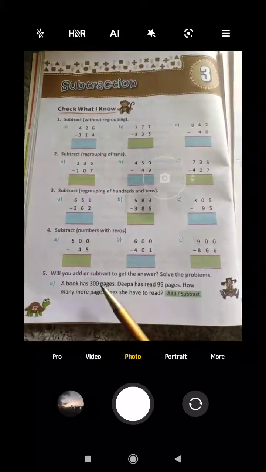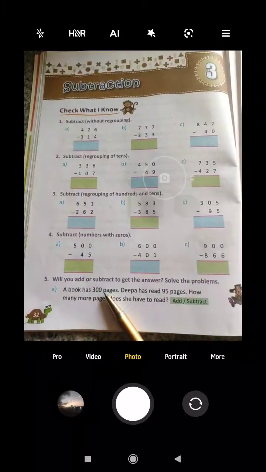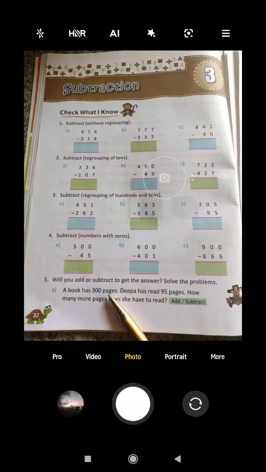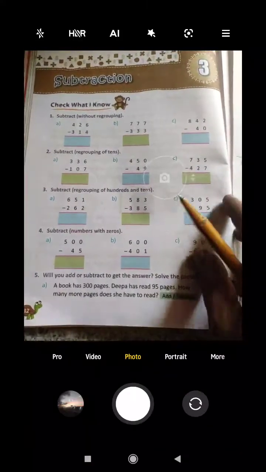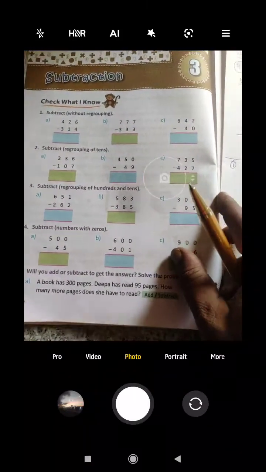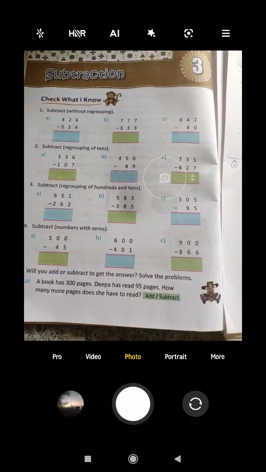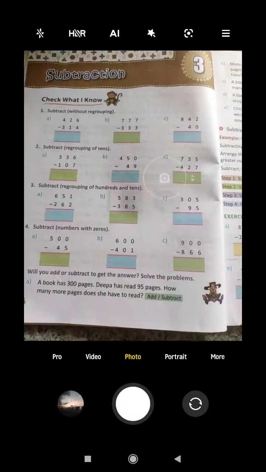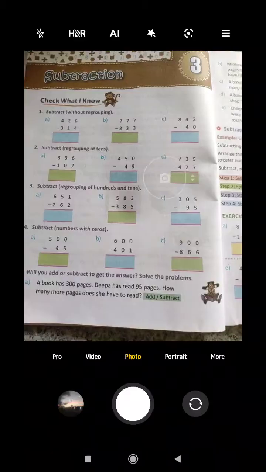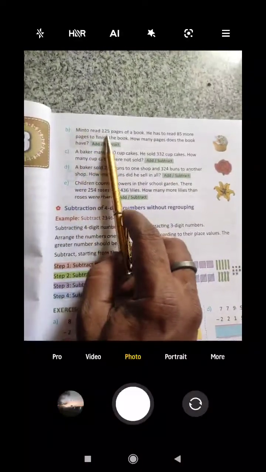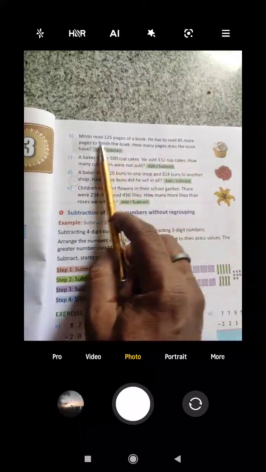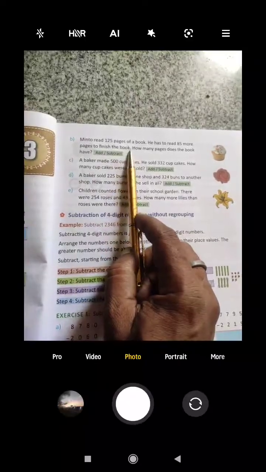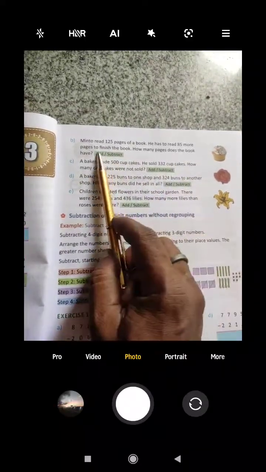That means 300 pages. From 300 pages you deduct this 95 pages, so automatically you will get the remaining pages that Deepa has to read. Next is: Mintu read 125 pages of a book. He has to read 85 more pages to finish the book. How many pages does the book have?